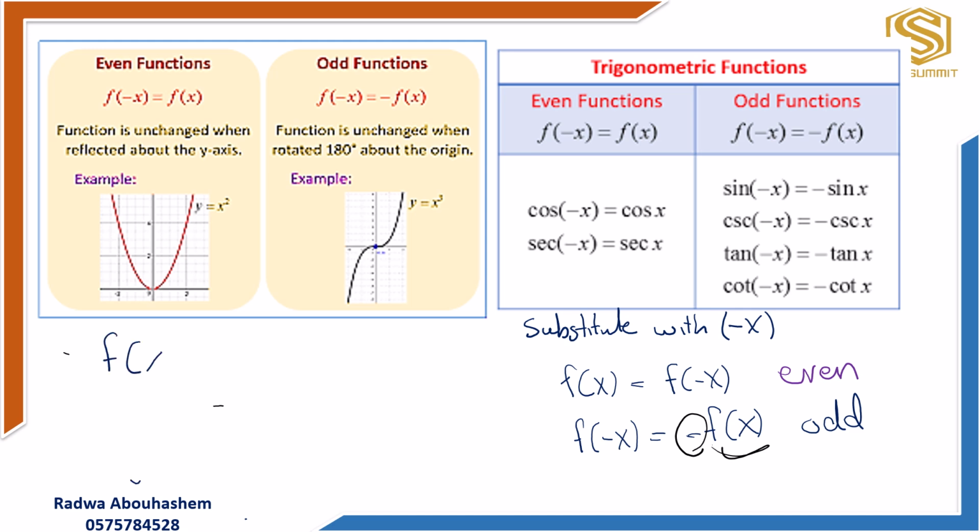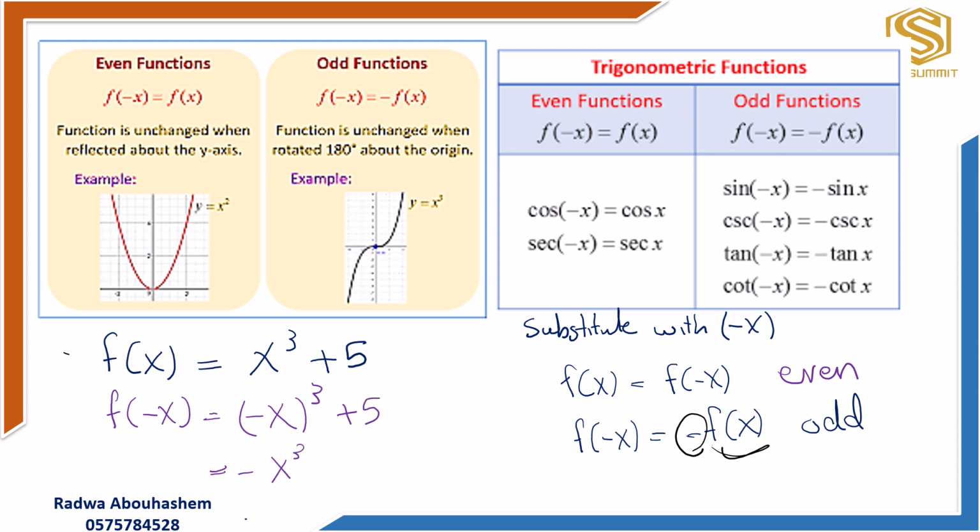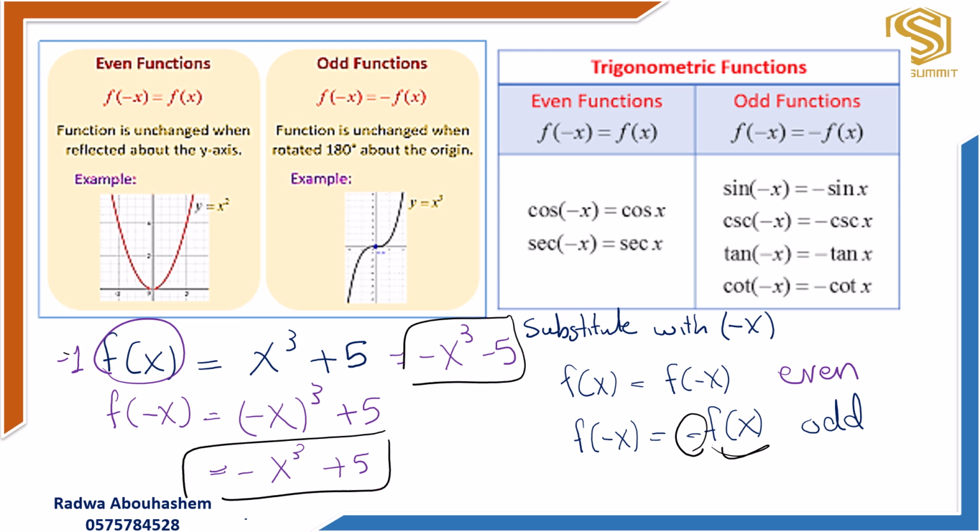Here, function of x equals x power 3 plus 5. Let me try. Function of negative x equals negative x power 3 plus 5. Now, let's try to multiply this function by negative 1. So it would be negative x power 3 minus 5. Is it the same? No. So it's not even, and it's not odd either. So it's neither even nor odd.